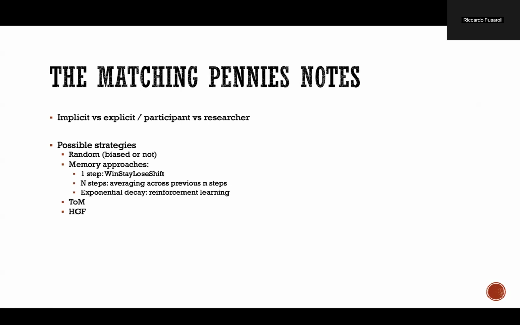We also looked at a bunch of strategies from your discussions. A random agent that could be biased or not, meaning picking left and right completely at random or with a propensity toward one side or the other. We looked at memory approaches, for instance, a one-step memory approach that only remembers the last step. For instance, win-stay, lose-shift. If I guessed, I'll keep playing the same hand. If I didn't guess, I'll shift hand.